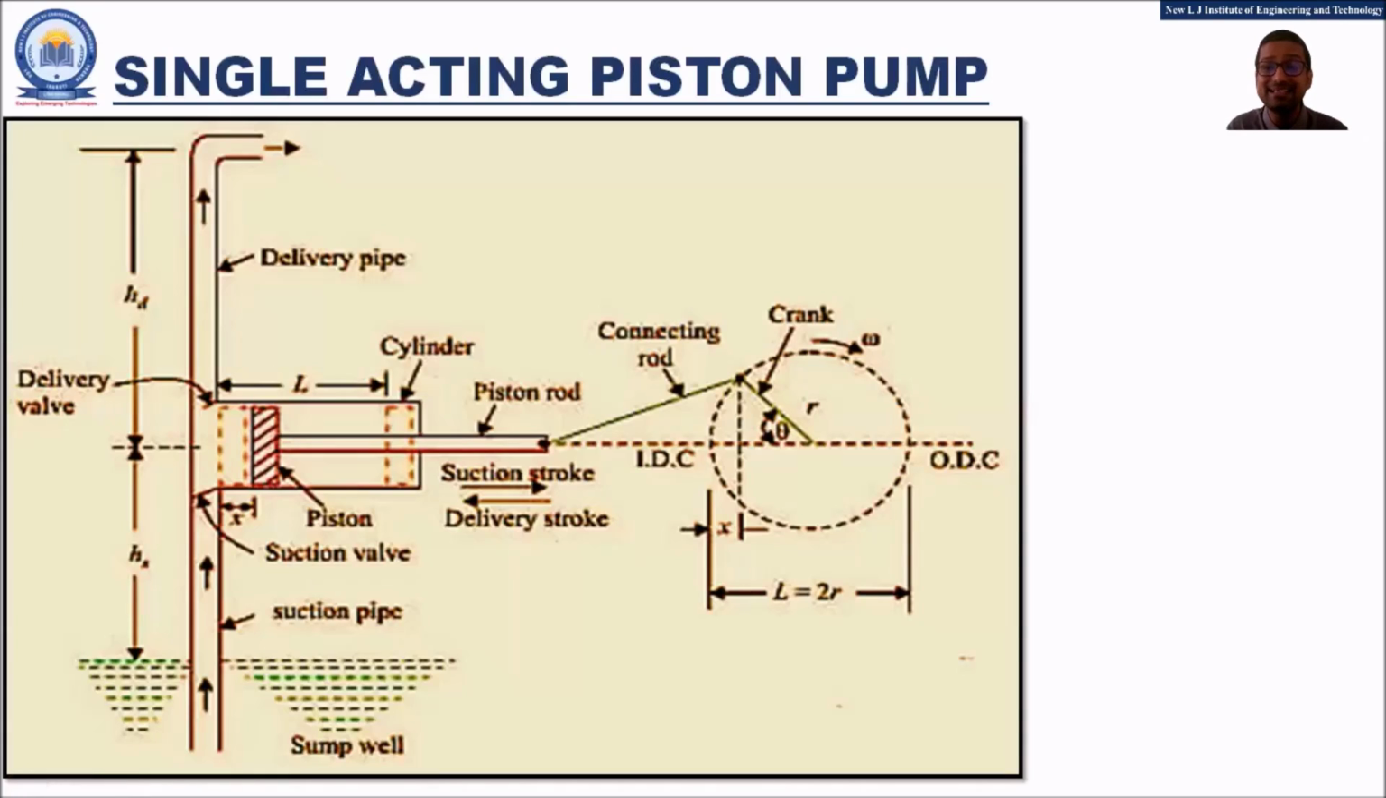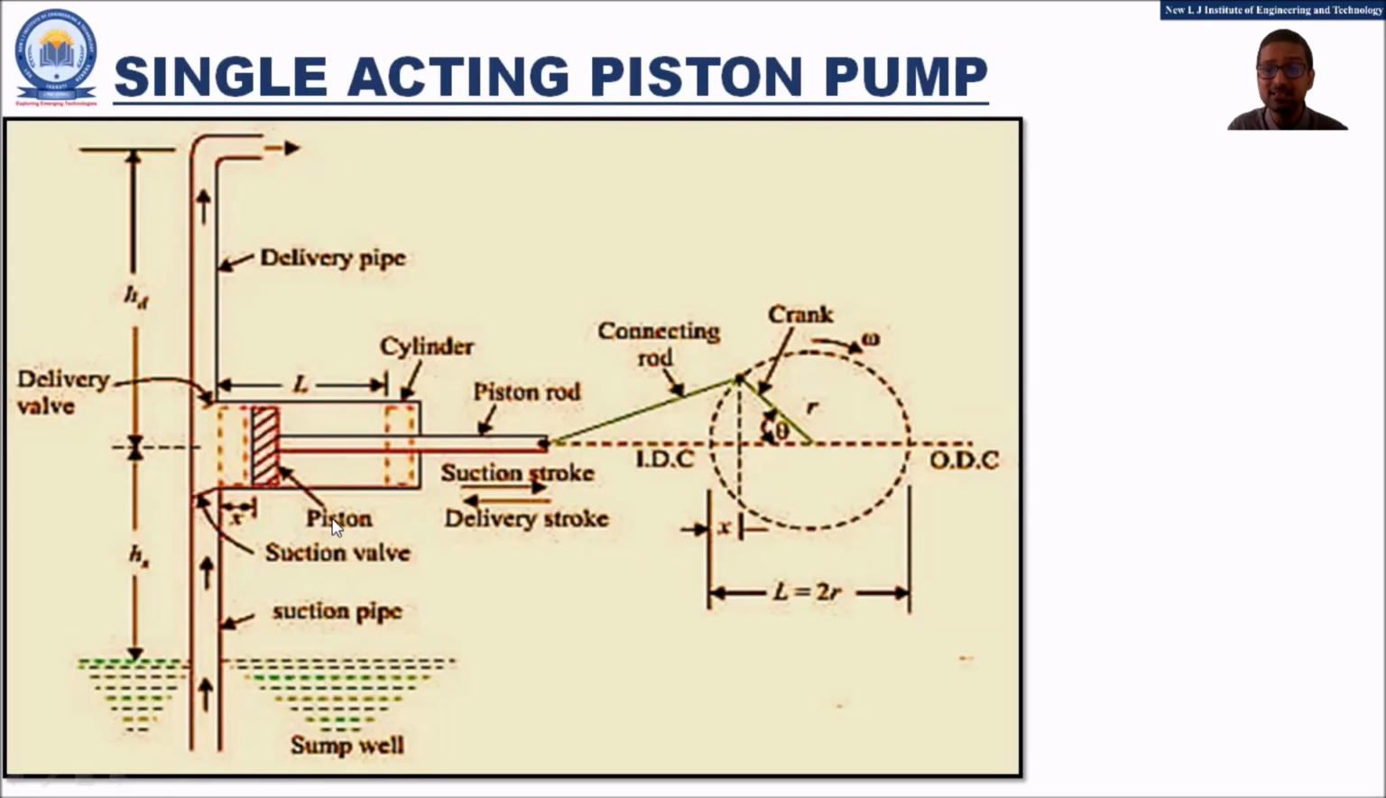So 3 and 3, 6 names we have remembered, and the last 5 names are in context with the piston cylinder. Let us understand those 5 names: cylinder, piston, piston rod, connecting rod and the crank. So 6 plus 5, 11 main names you need to mention in this figure. And also additionally you need to note down the suction head, that is HS, and the delivery head, that is H.